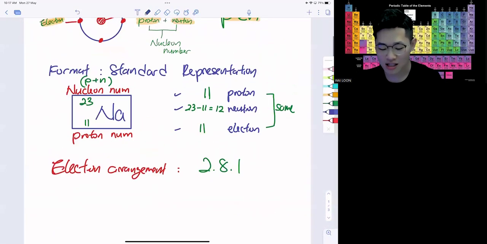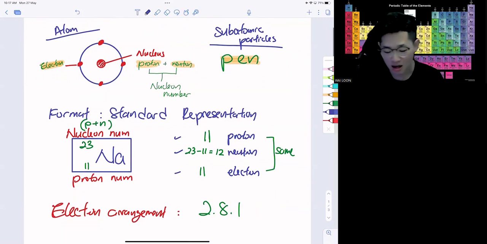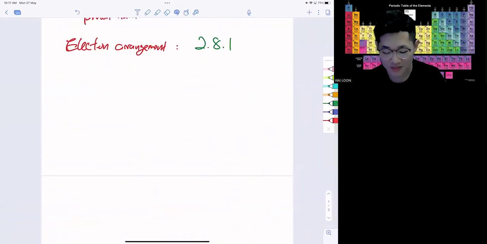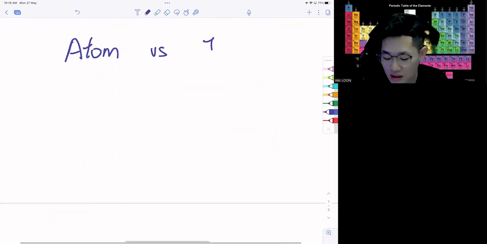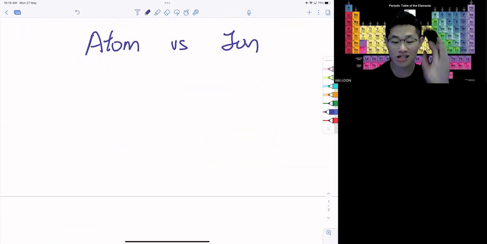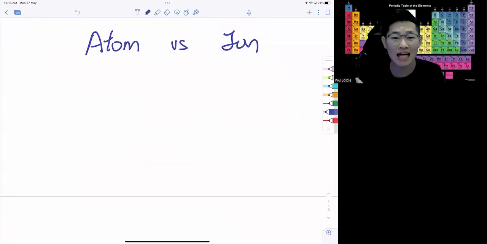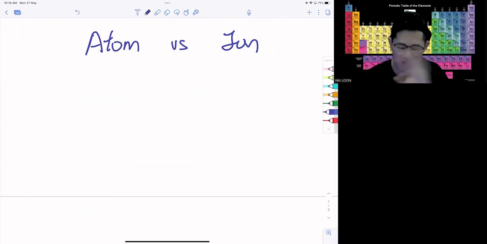Here is the very important thing. We did learn it in the class last time, but some of you joined maybe during the middle of chapter 3, so you might have missed this part. And it is very important. This part is atom versus ion. As a chemistry student, we must know the difference between an atom and an ion. If you can't tell the difference between an atom and an ion, you are not a chemistry student. So what's an atom and what's an ion?